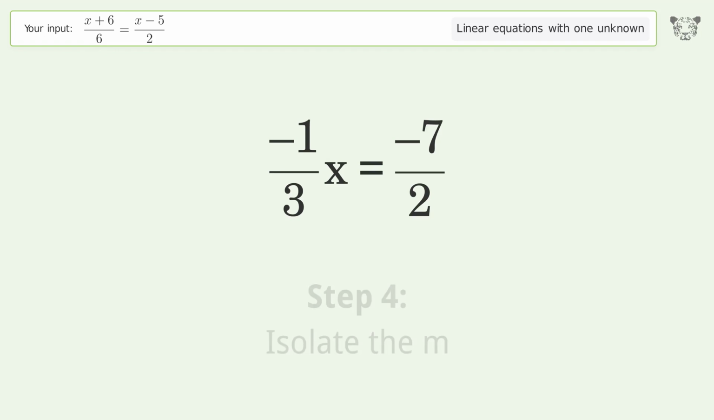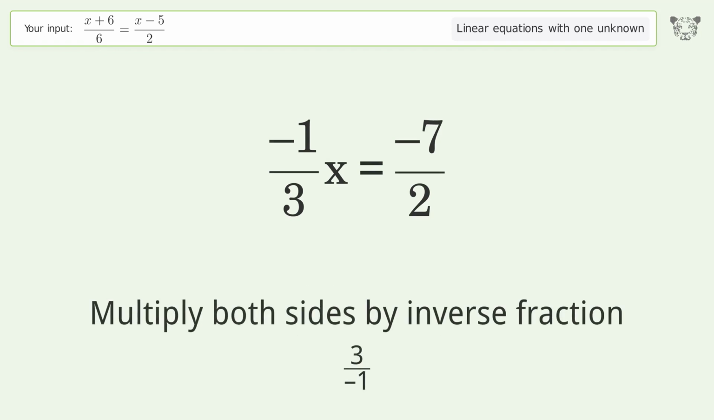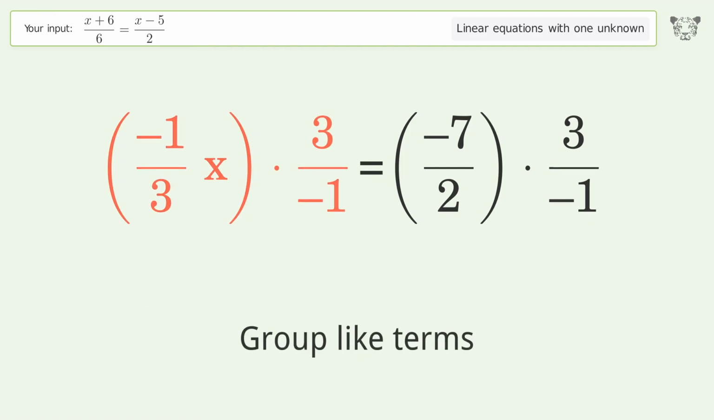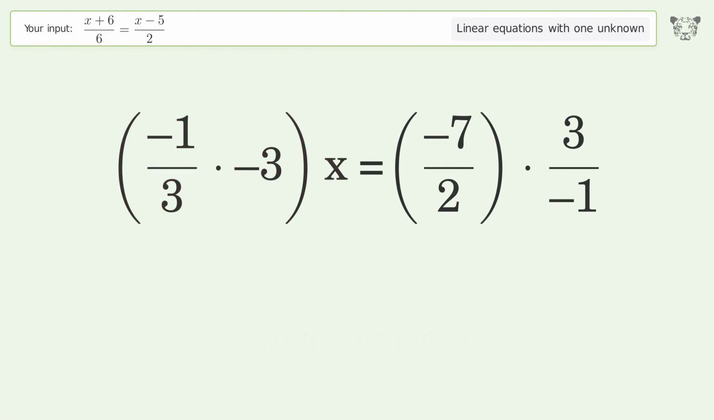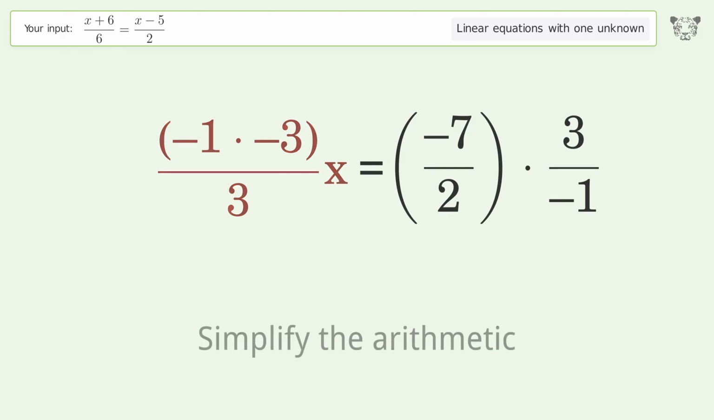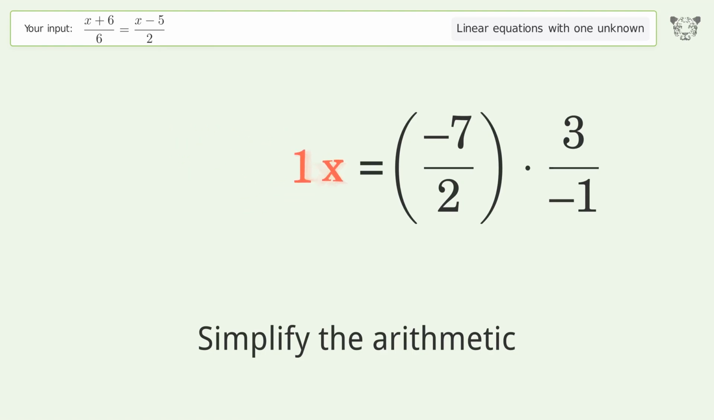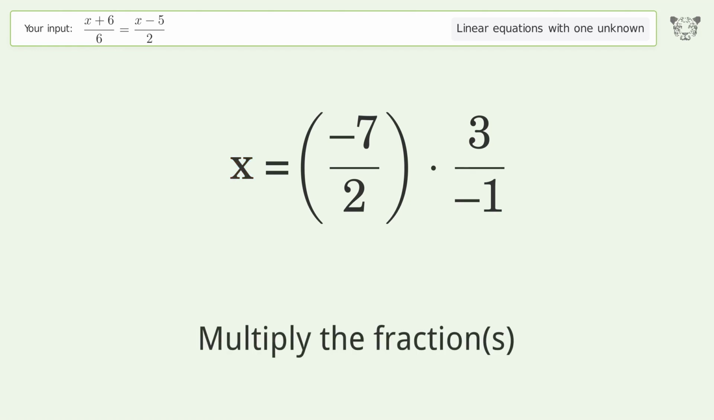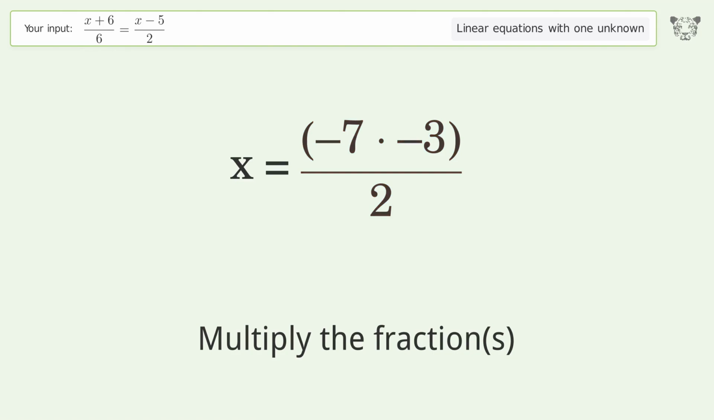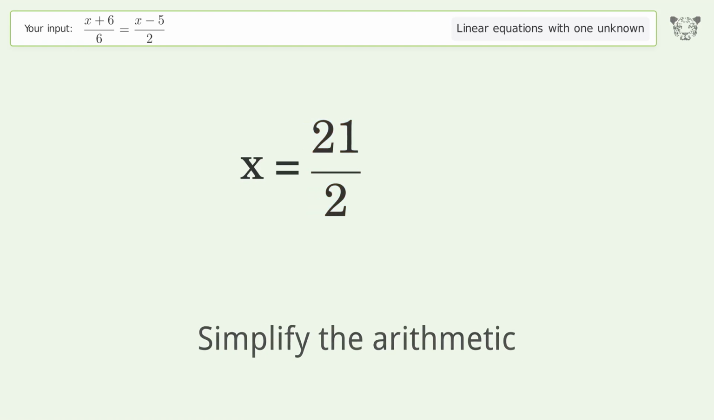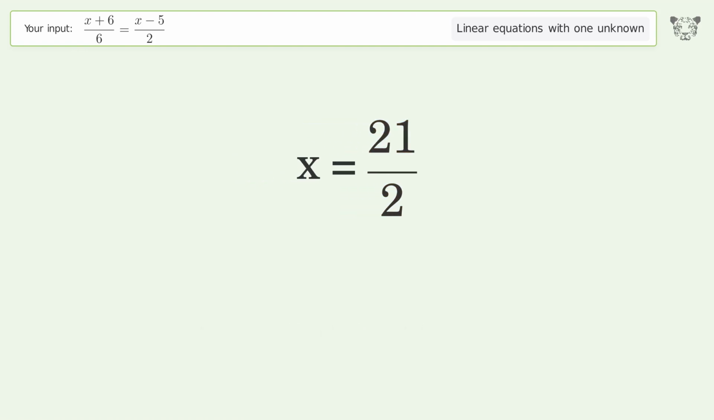Isolate the m. Multiply both sides by inverse fraction 3/(-1). Group like terms. Multiply the coefficients. Simplify the arithmetic. Multiply the fractions. Simplify the arithmetic. And so the final result is x equals 21/2.